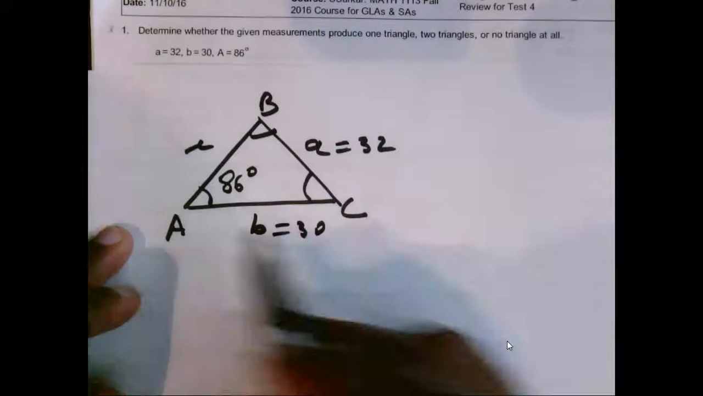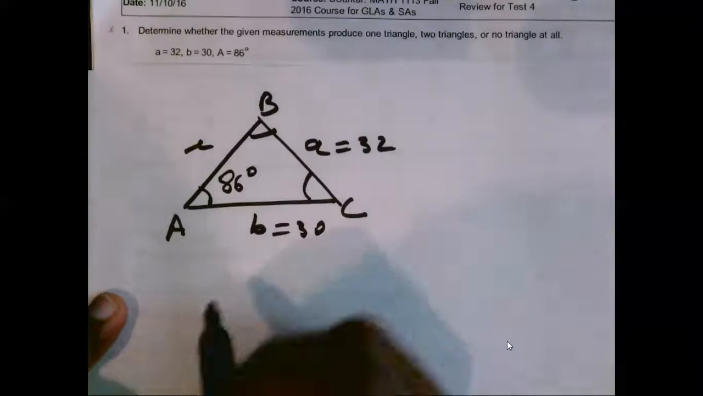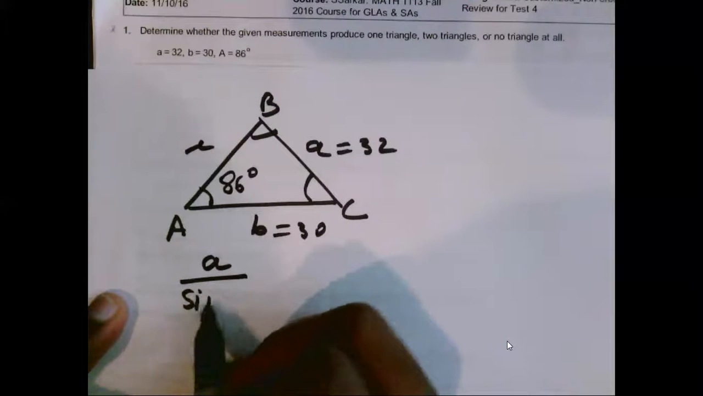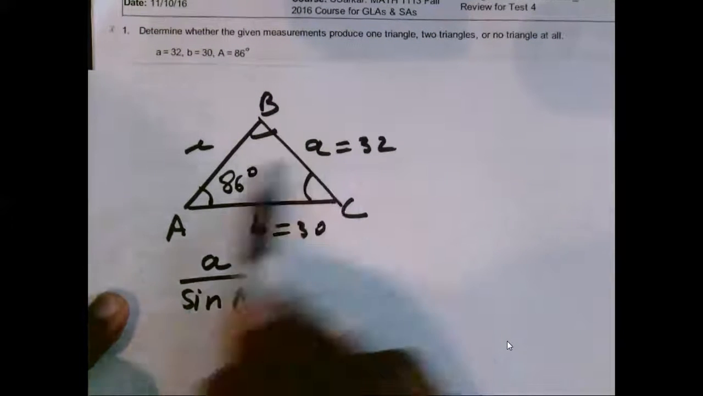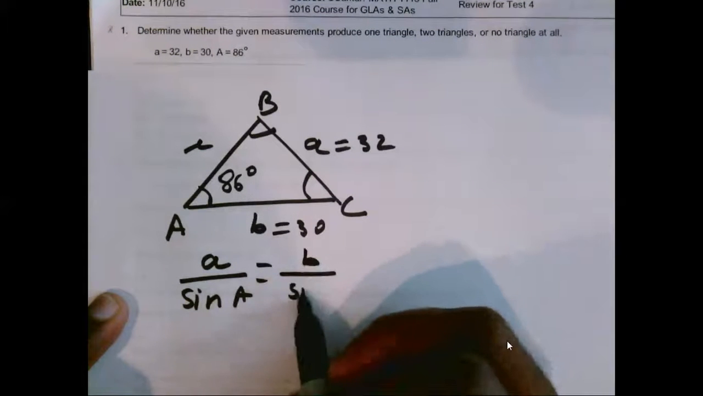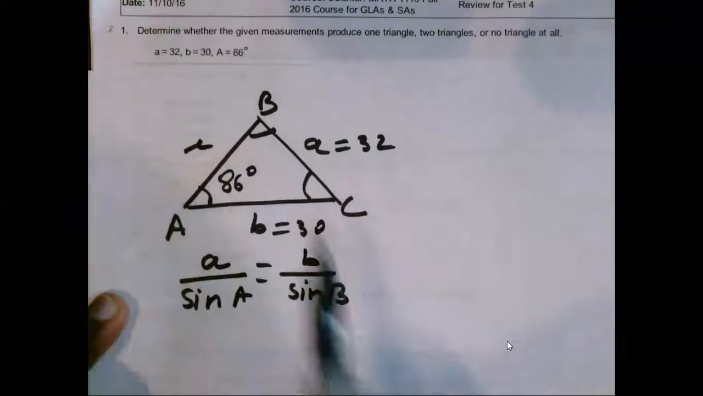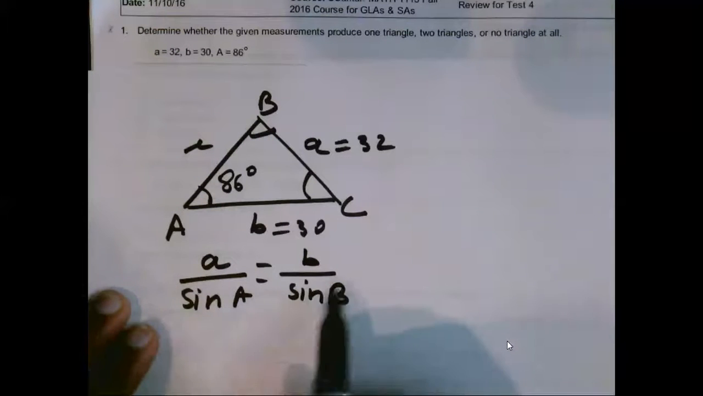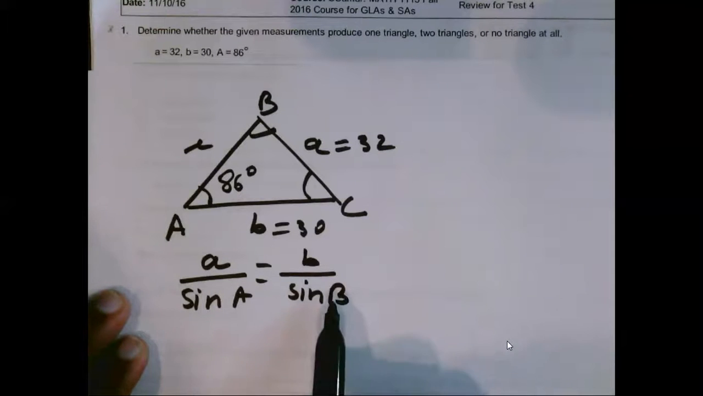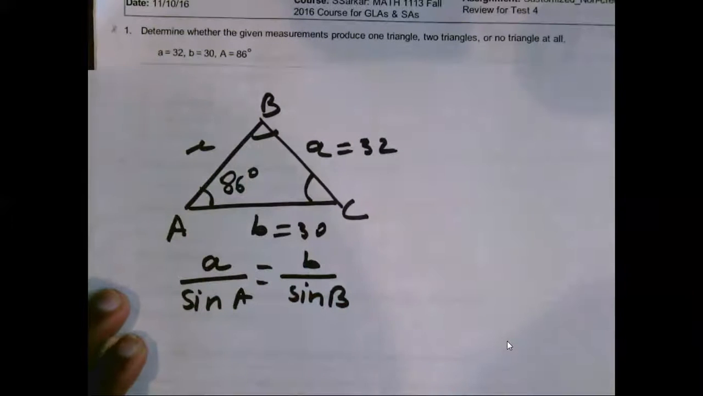So we have to use the law of sines. What does the law of sines say? It says small a divided by sine of A equals small b divided by sine of B, meaning this side divided by the sine of this angle. In this particular case, we need to figure out the angle B.